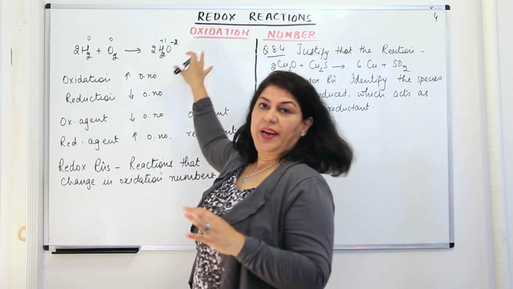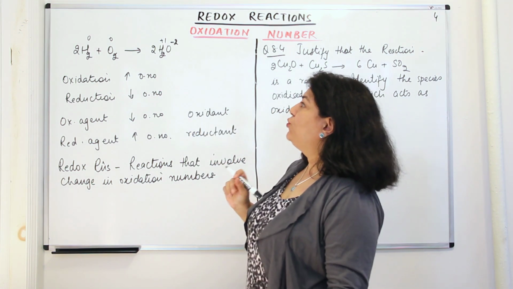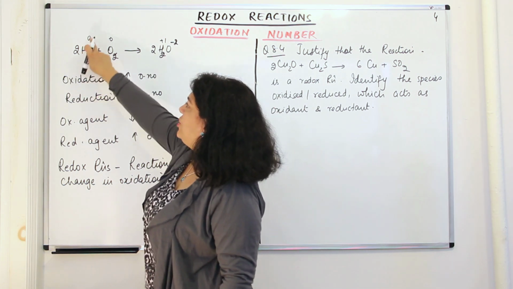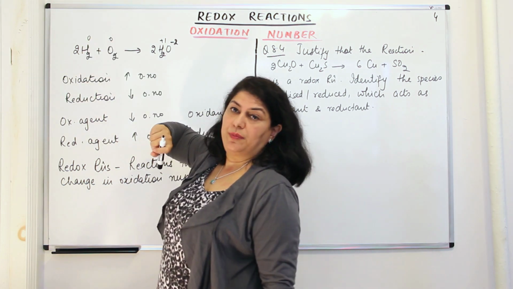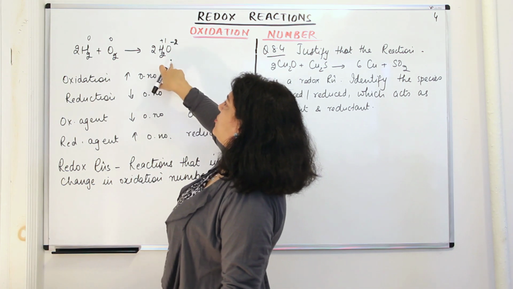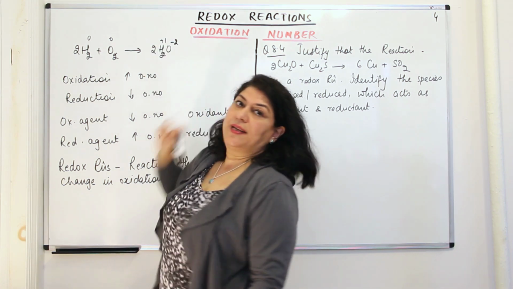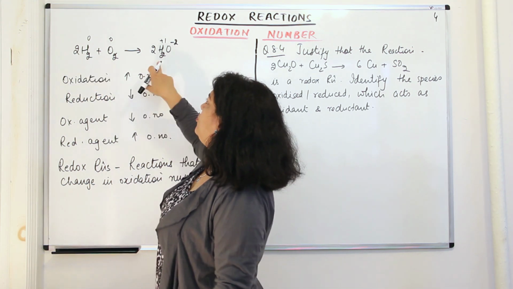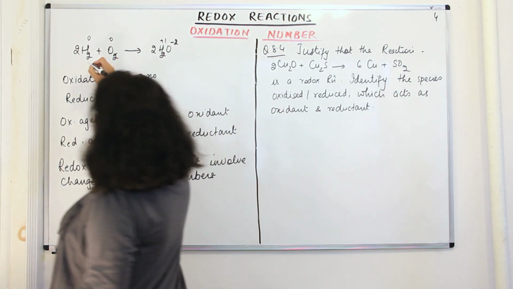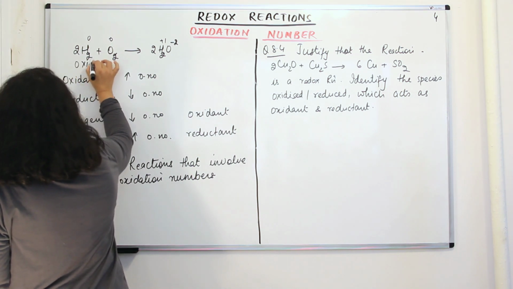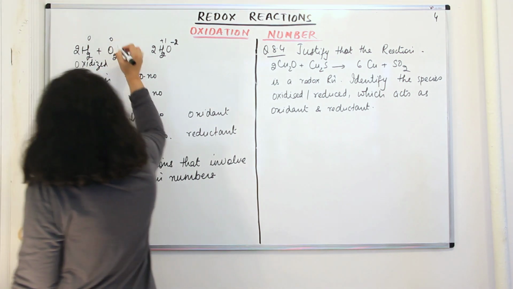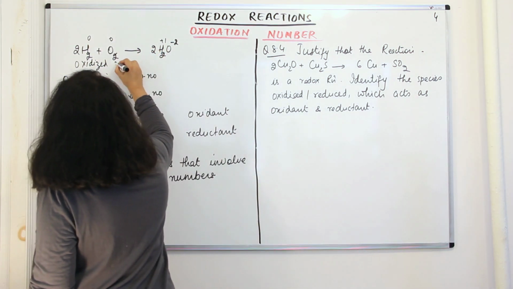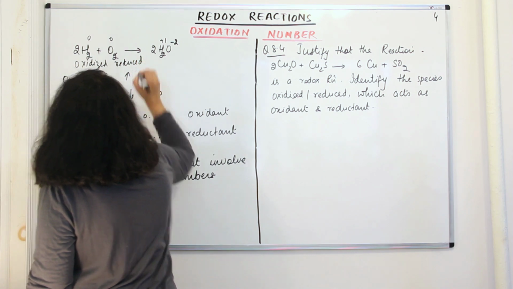If you take a chemical reaction like 2H2 plus O2 will give you 2H2O. Look at the oxidation numbers of the reactants. Hydrogen has oxidation number 0. In water, hydrogen has oxidation number +1 and oxygen has -2. So oxidation number of hydrogen increased from 0 to +1. It means hydrogen got oxidized and oxygen reduced from 0 to -2. Therefore, oxygen got reduced, right?